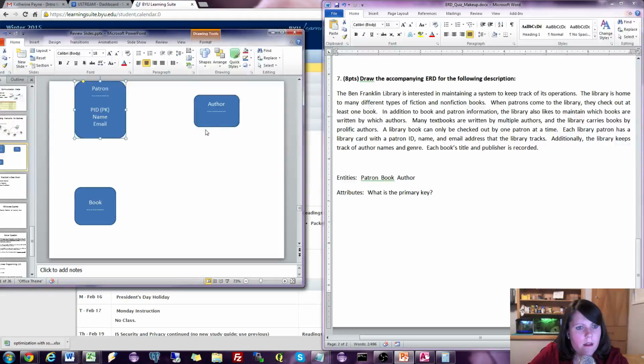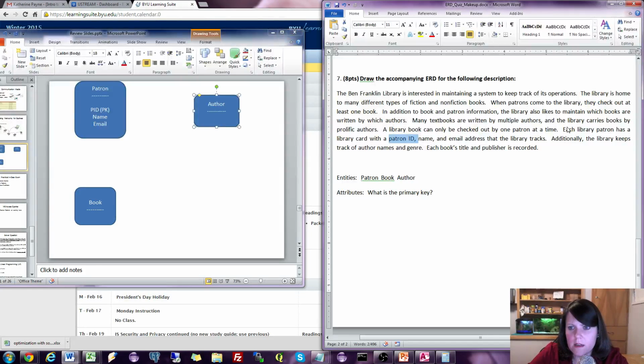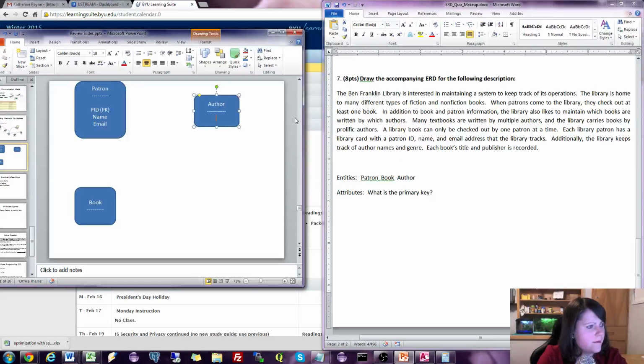And then it says, additionally, the library keeps track of author names and genre. So we can kind of assume that author names could be the same. Like we had the example of, what was it? Shoot. Oh wait, no, those were book titles. Okay, but authors could have the same name. So we kind of want to make an author ID by ourselves and call that the primary key. And track the author name as well as the genre that they write in.